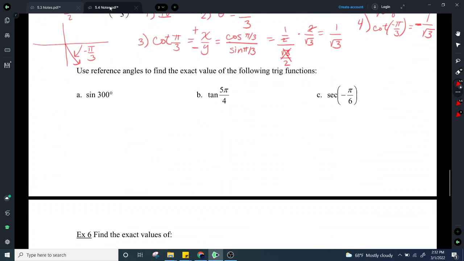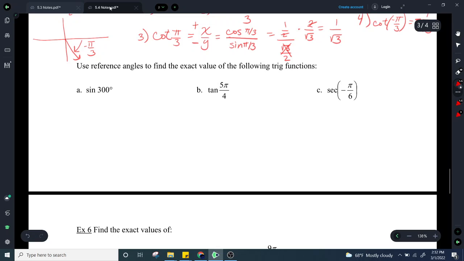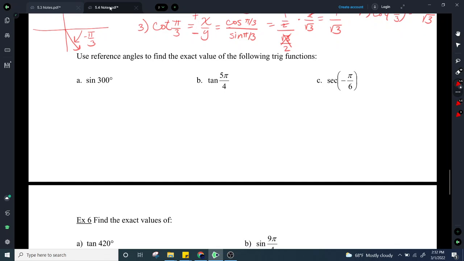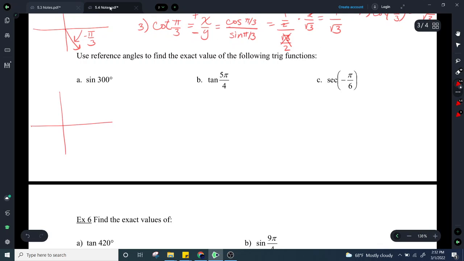All right, let's do a couple more here. Find sine of 300 degrees. So 300 degrees, let's figure out the quadrant for that. 300 degrees would be in quadrant 4. The reference angle would be right here. So let's write that down. We know we're in quadrant 4. The reference angle would be, how would we get this? We would do 360 minus 300, which gives me a reference angle of 60. So that means I need the sine of 60 degrees.